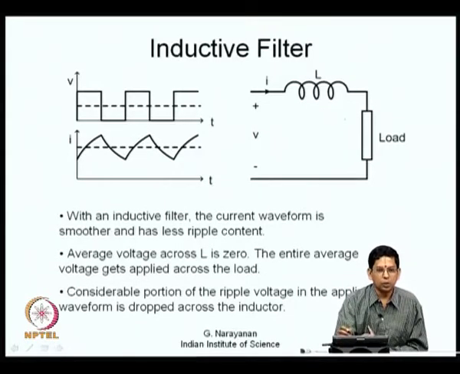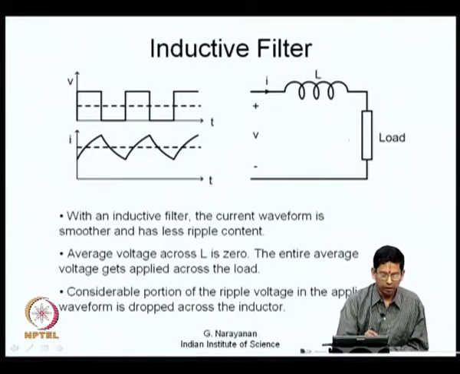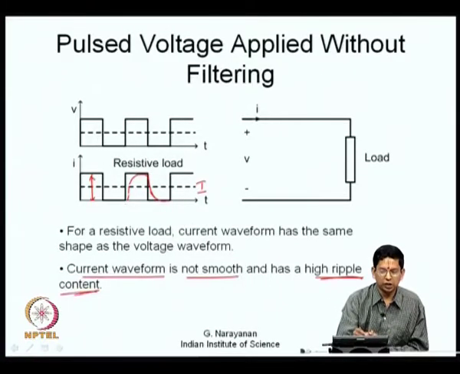With an inductive filter, what happens? It smoothens down. How smooth it is depends upon the L by R ratio of this load. Now, L could include this inductance and some inductance that might be part of the load itself, and R could be the resistance in the load if we are talking of an RL load here. If this L by R is very low, then we will have a situation as what we saw here. It will just get slightly smoothened out like this.